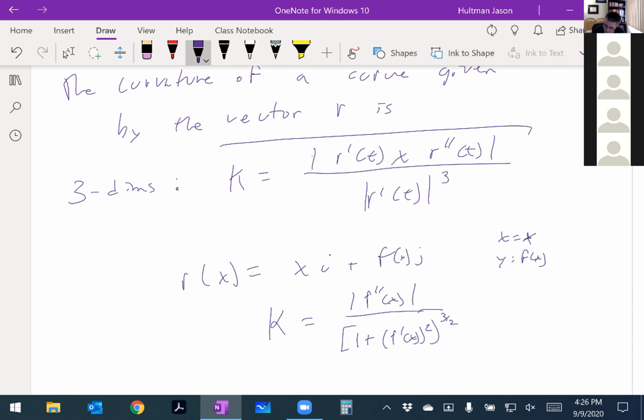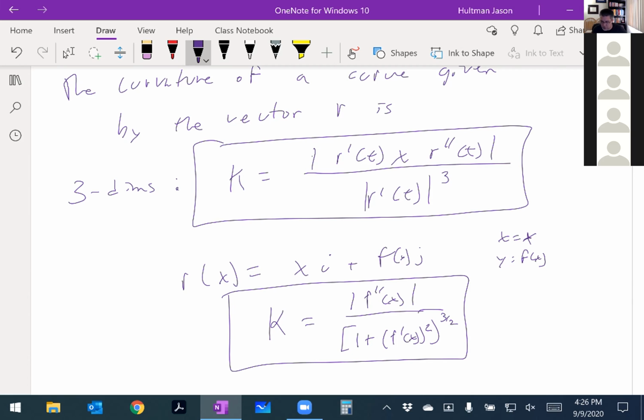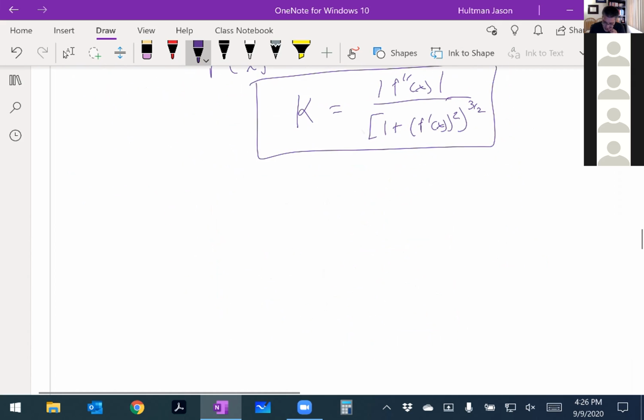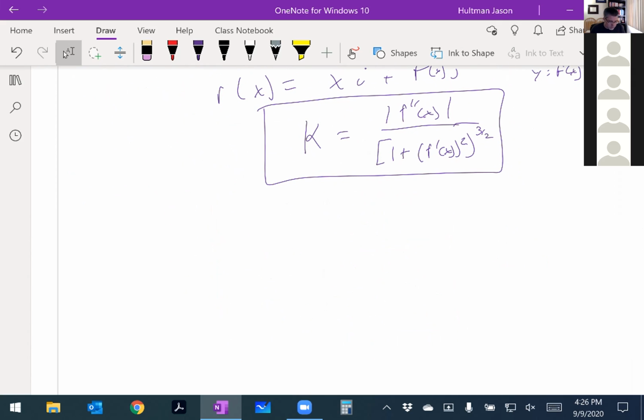So a couple of formulas there. Now, by no means do you have to memorize these, especially since it's an online class, but you just need to know how to use them. So let's use this information. Okay, number 4.